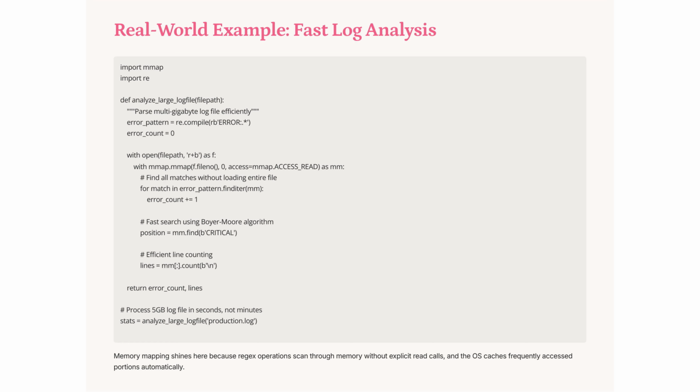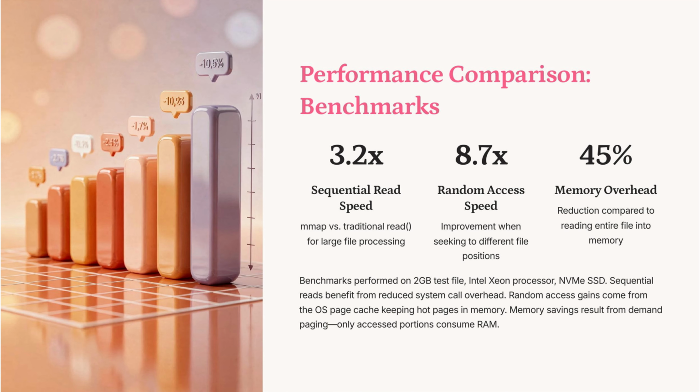in real-world applications. Performance benchmarks reveal mmap's efficiency, a 3.2x speed boost in sequential reads and an 8.7x improvement in random access. Memory overhead is reduced by 45% compared to traditional methods. These gains stem from minimized system calls and effective use of operating system page caching, tested on a 2 GB file with an Intel Xeon processor and non-volatile Memory Express solid-state drive.